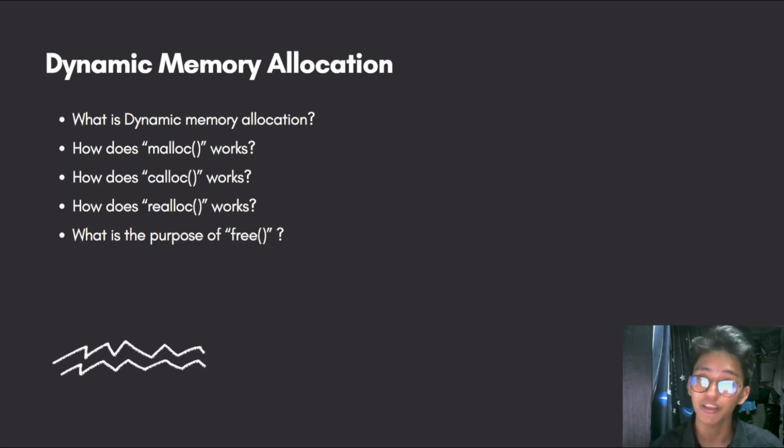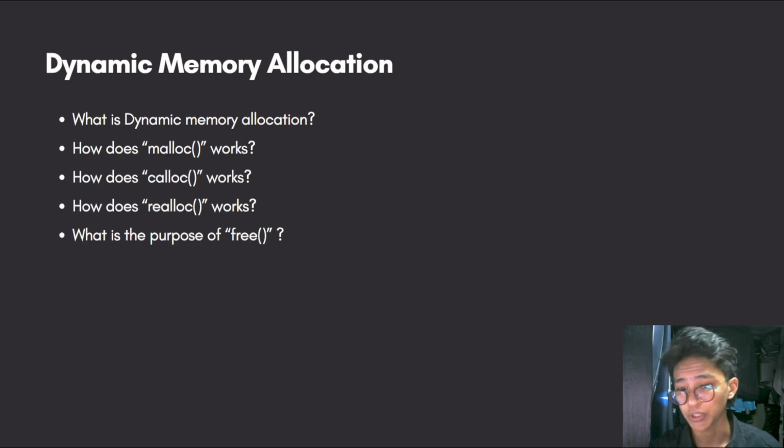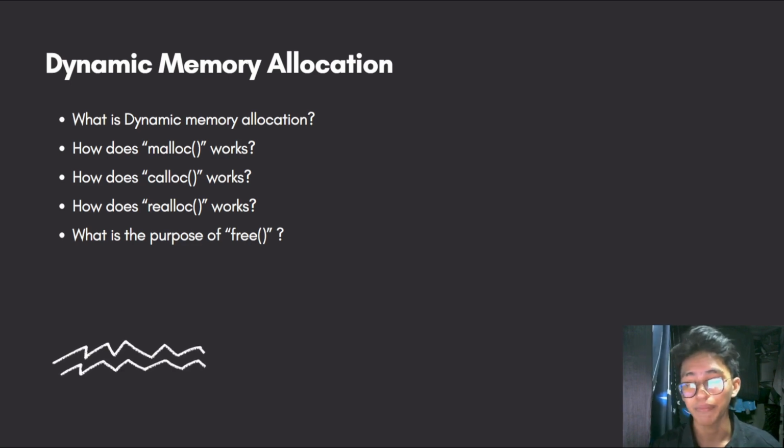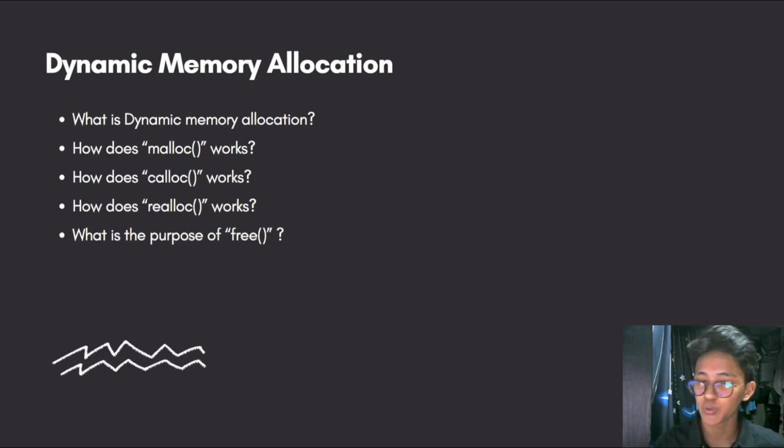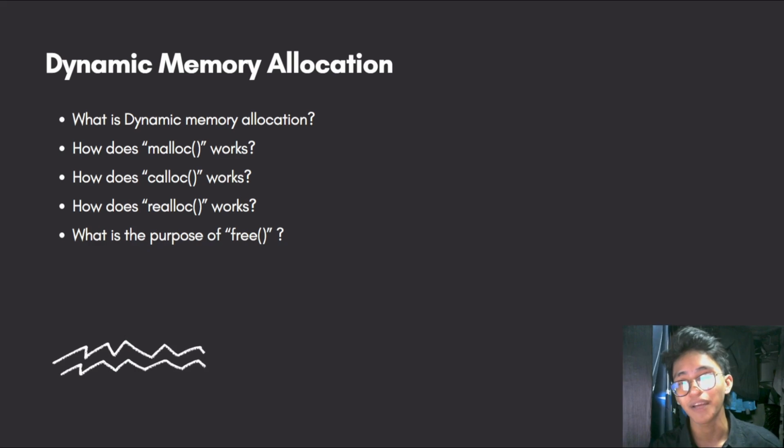Then we have realloc, the reallocation function. It is used to reallocate an existing memory allocation. It expects argument 1 to be the pointer to memory we previously allocated with malloc or calloc. Argument 2 is the size in bytes that we are going to reallocate. And if a null pointer is passed to realloc, it will function the same as malloc.